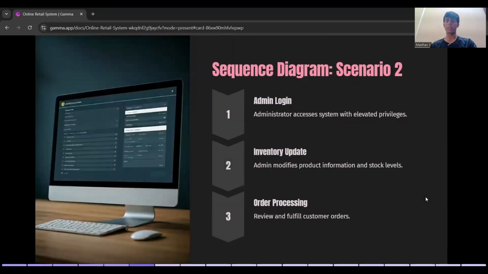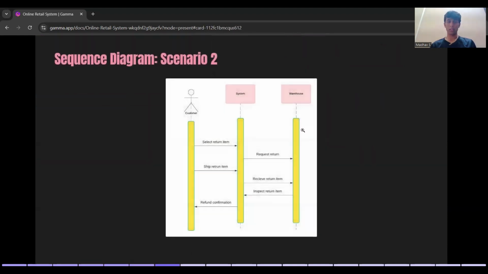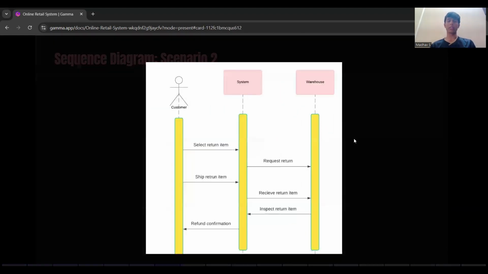This is a sequence diagram of scenario 2. In this scenario, the customer is returning a product. So first, the customer selects the return item, which is the product that he bought, any product that he bought. If there are multiple products, the customer can select only one product, or the customer can select the number of products he wants to return.